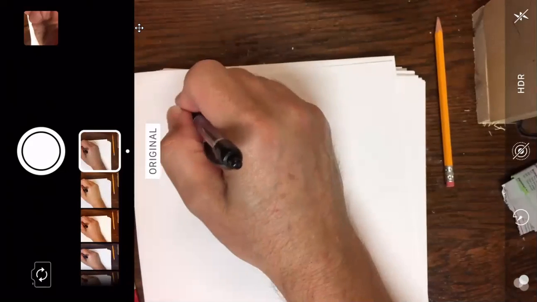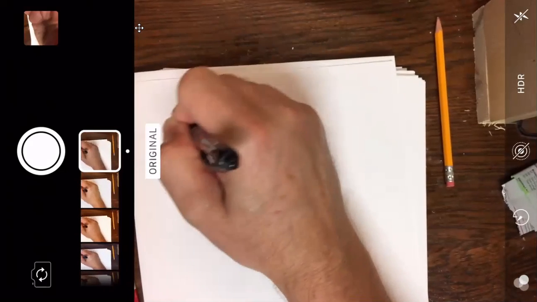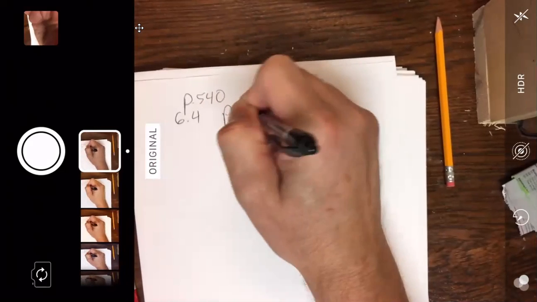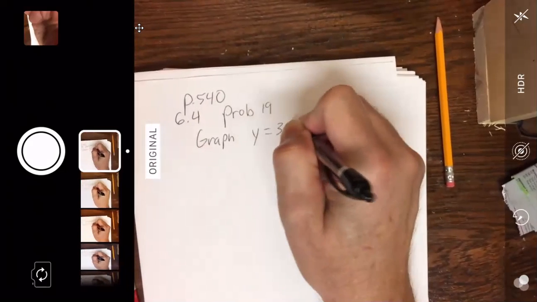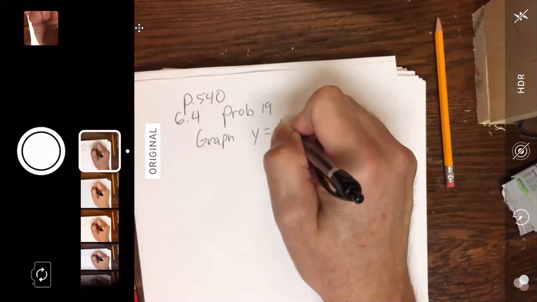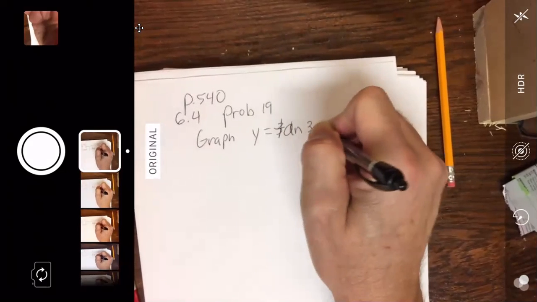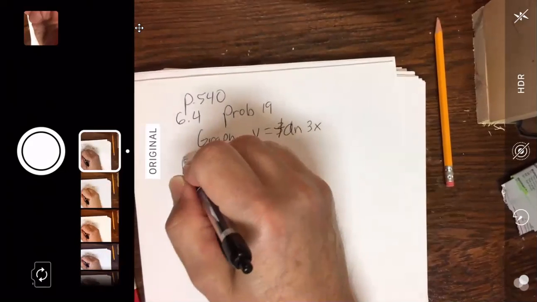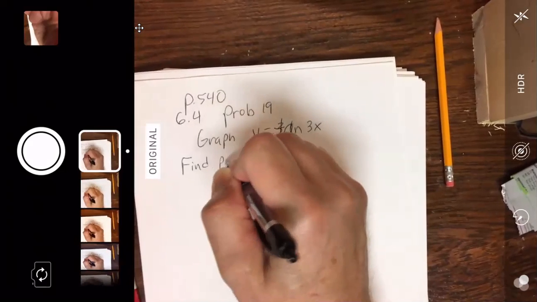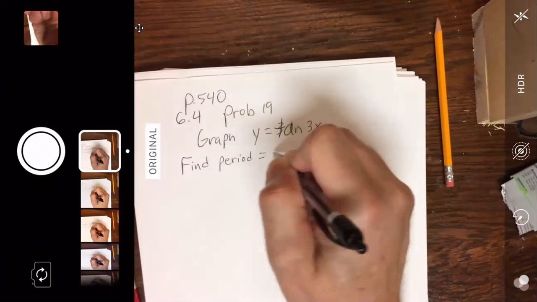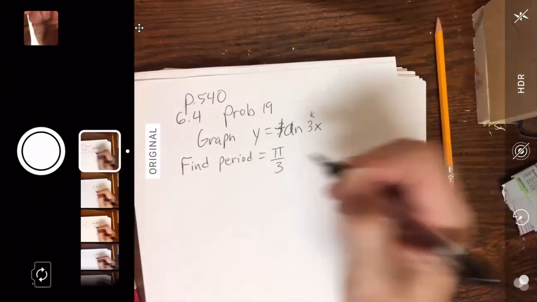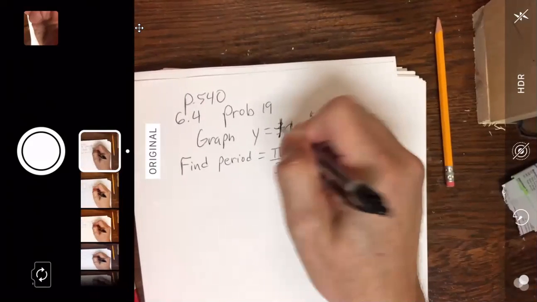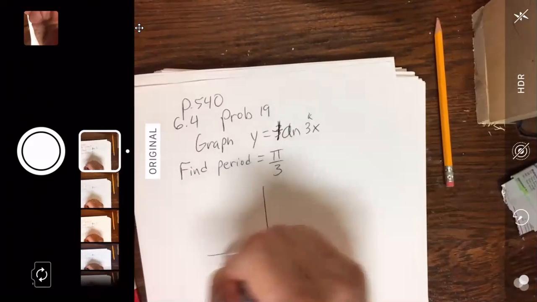Just a quick problem, page 540, 6.4. Try problem 19. Graph. So it's not 3, it's tangent of 3x. Tangent of 3x. I want you to find period. That would be pi over 3. This is the k. Period would be pi over 3. And a graph.